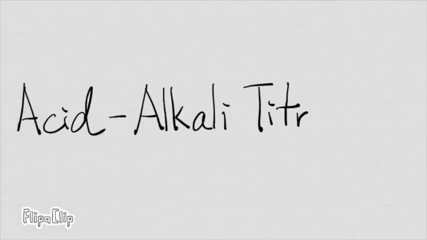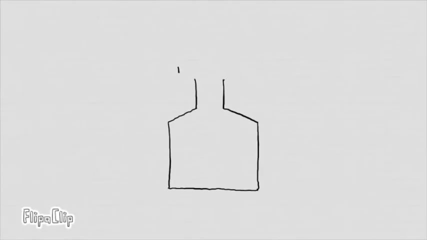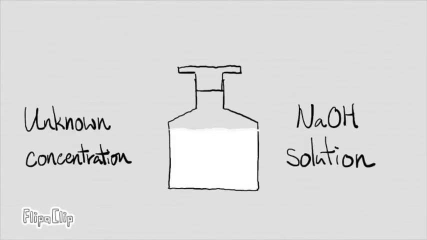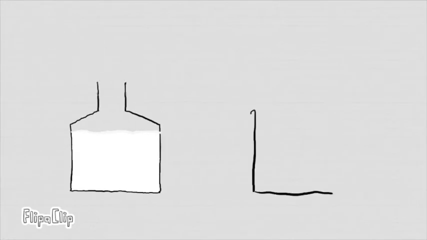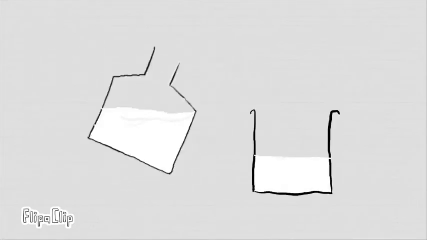What we are going to discuss today is the acid-alkali titration. We can use an acid with known concentration to determine the concentration of an alkali through neutralization reaction or vice versa. Here is an unknown concentration sodium hydroxide solution. To prevent contamination, sodium hydroxide solution is transferred to a beaker.